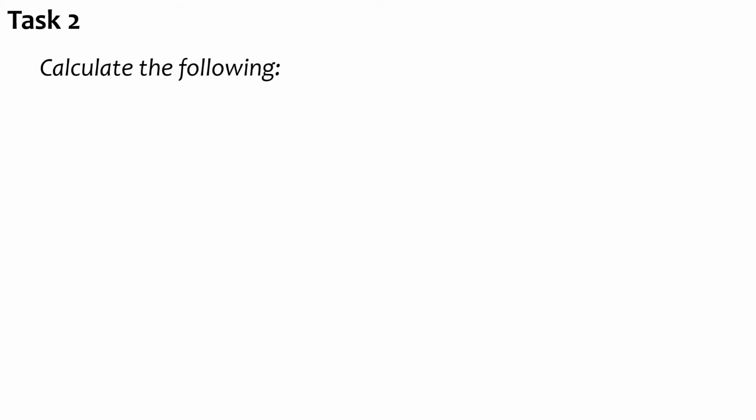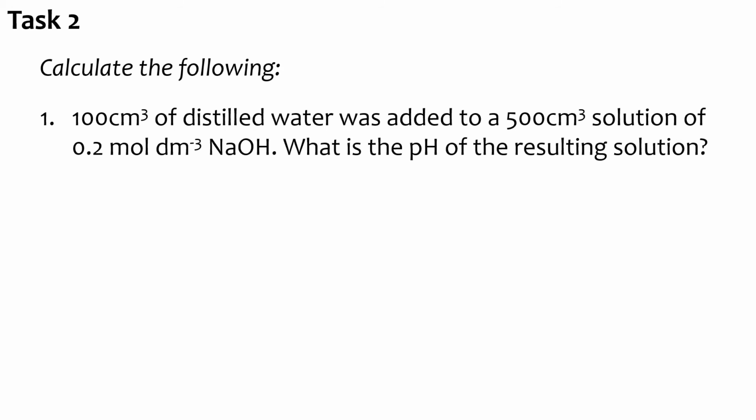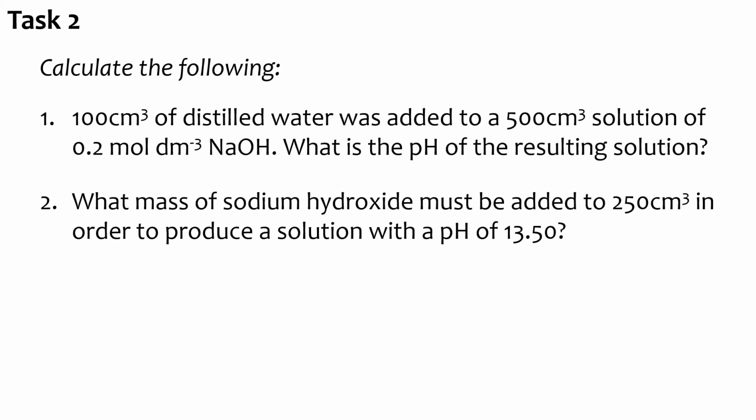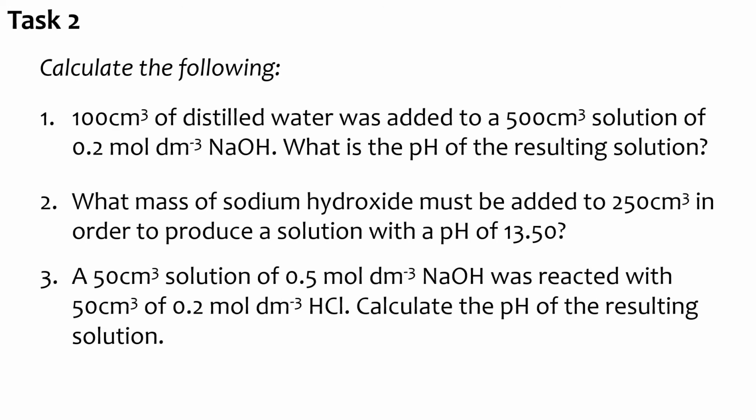So calculate the following. Number 1, 100 centimetres cubed of distilled water was added to a 500 centimetre cubed solution of 0.2 molar NaOH. What is the pH of the resulting solution? Number 2, what mass of sodium hydroxide must be added to 250 centimetres cubed in order to produce a solution with a pH of 13.50? And number 3, a 50 centimetre cubed solution of 0.5 mole per decimetre cubed sodium hydroxide was reacted with 50 centimetres cubed of 0.2 molar HCl. Calculate the pH of the resulting solution.